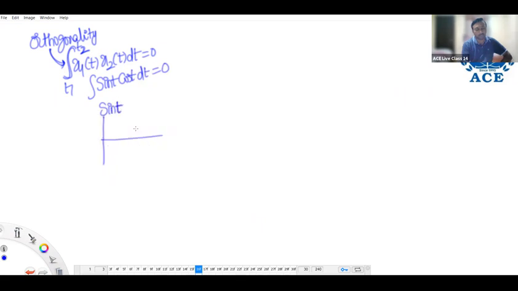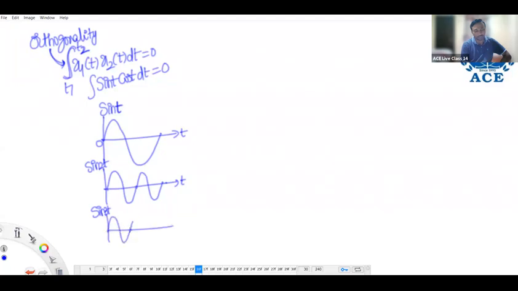Observe here. This is sin t, 1 cycle. Sin 2t means within the same period, how many cycles are covered? Within the same period, 2 cycles are covered. Sin 3t means within the same period, how many cycles are covered? 3 cycles are covered. We are not at all changing the time period, but the number of clock cycles is increased.